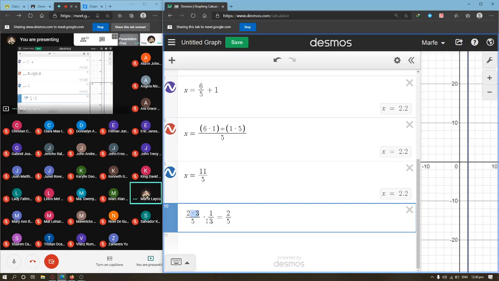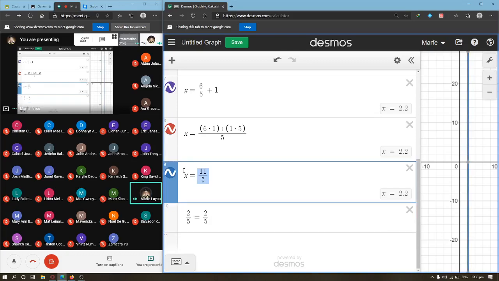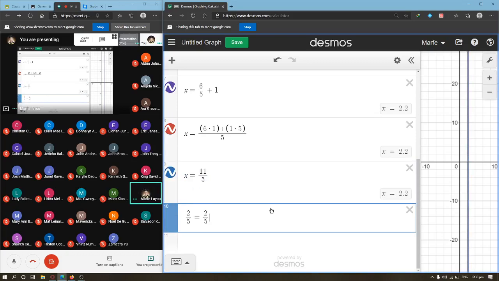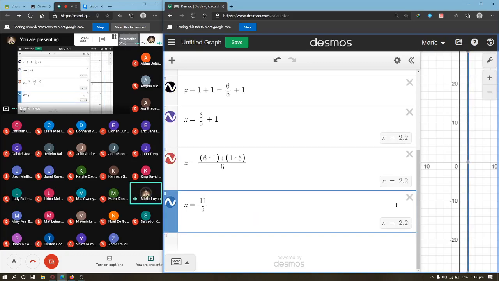Cancel both 3 kasi nasa numerator and denominator. So, anong matitira? 2 over 5 multiplied by 1, which is 2 over 5. So, the value of our x is 11 over 5 or 2.2. So, ganyan. Kapag ganun lang siya, kasimple.